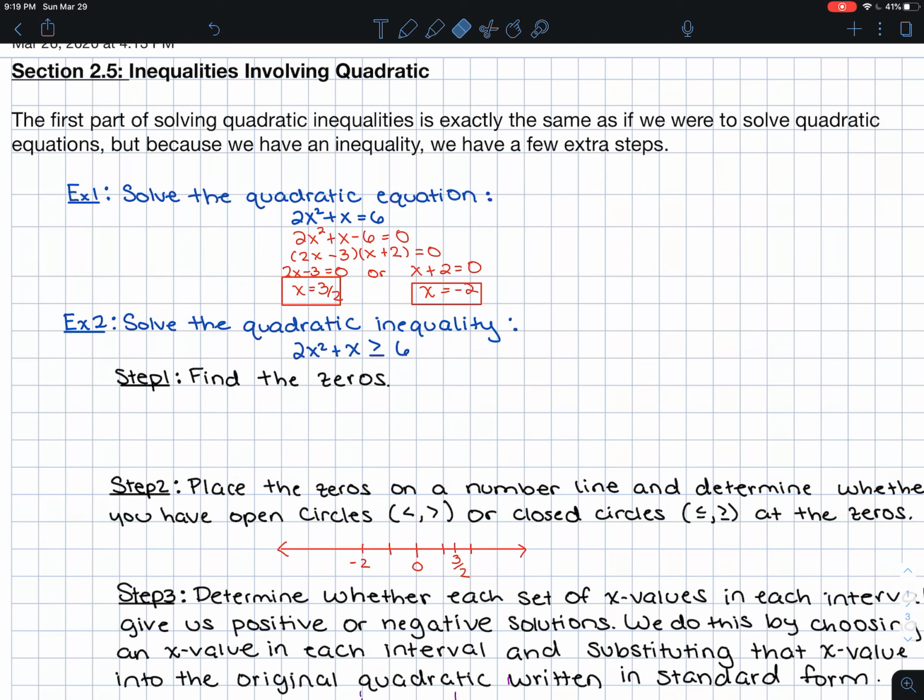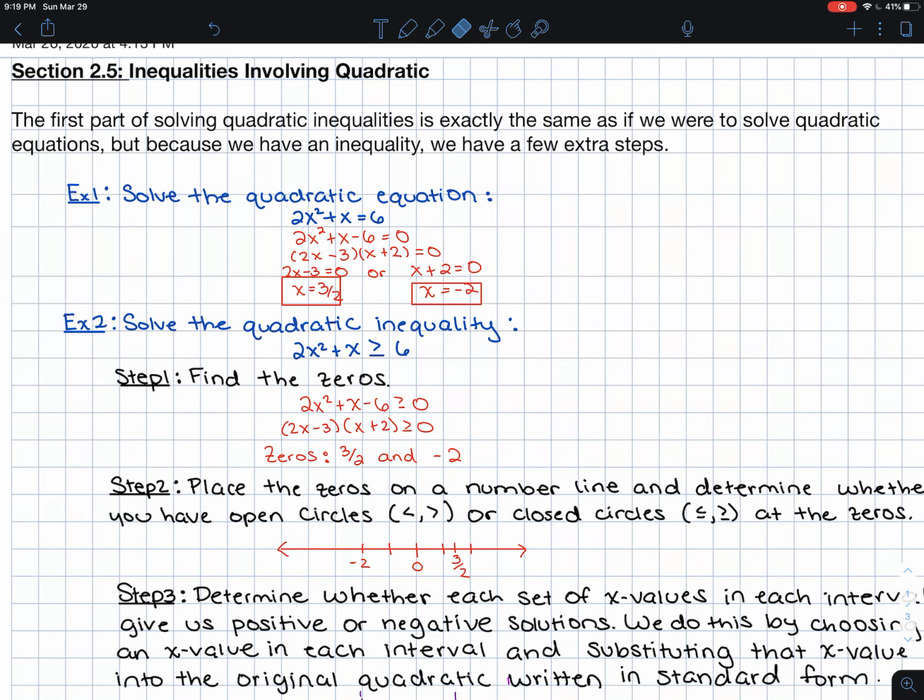Now let's take a look at how to solve quadratic inequalities. Well, the first step is the same. We find the zeros. So we set our inequality greater than or equal to 0. We then factor, and finally, we find the zeros. So our zeros are 3/2 and -2, which are the same as the zeros we found in example 1.